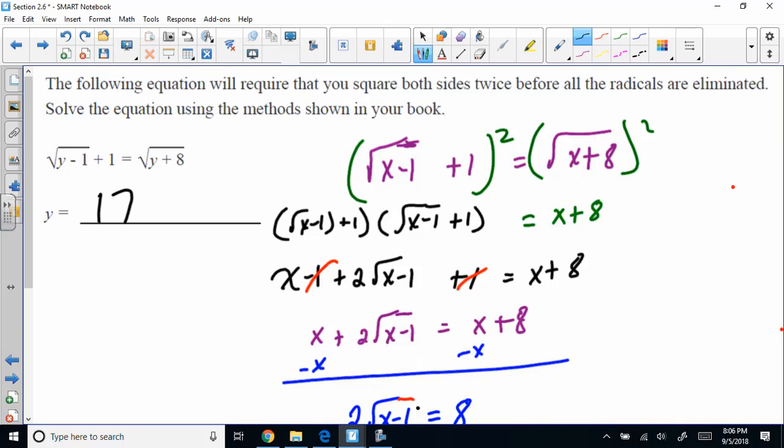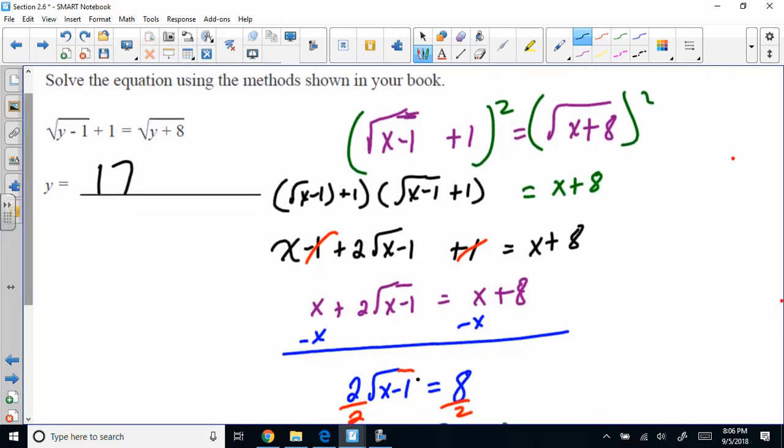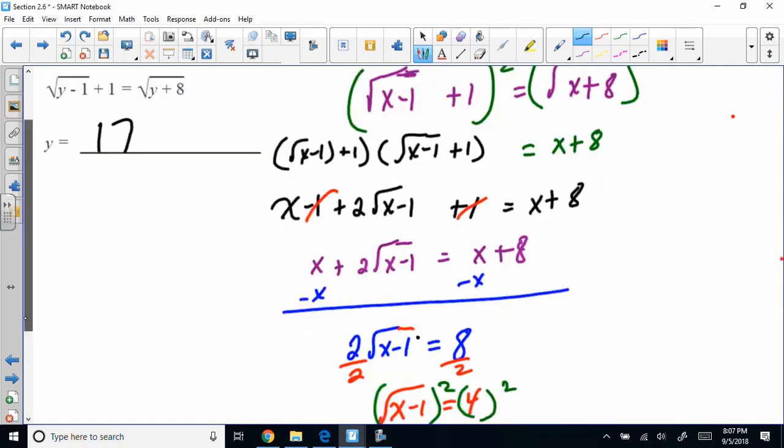Yeah, that works because you got 5 equal to 5, right? When you plug that in, 17 minus 1 is 16. The square root of 16 is 4. 4 plus 1 is 5. And 17 plus 8 is 25. The square root of 25 is 5. Sure can. Sure can.